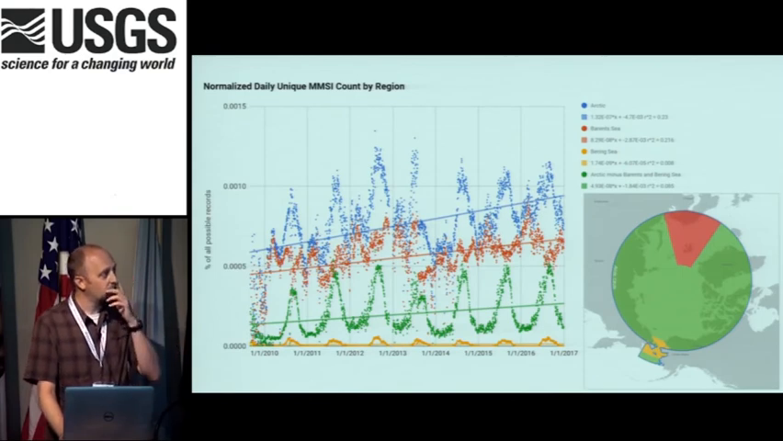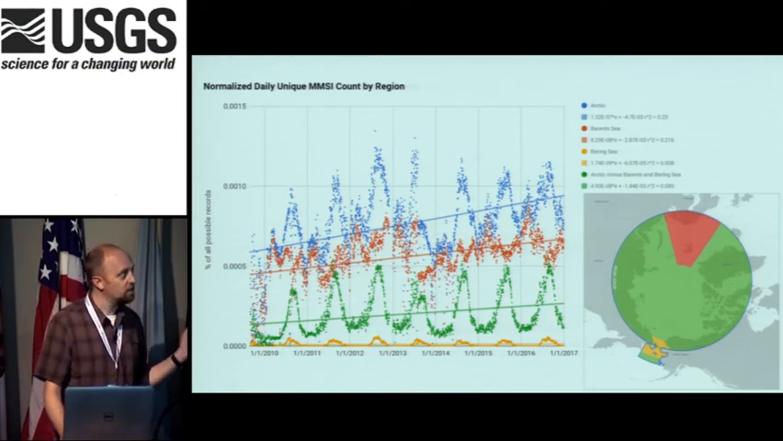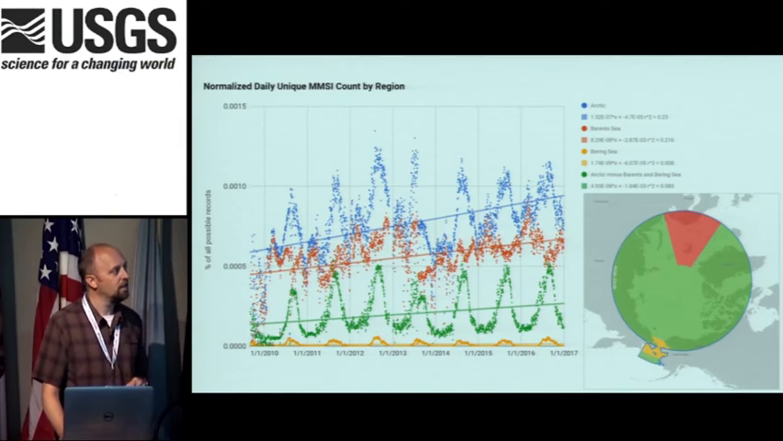Stepping back to those extents, this is taking our entire time series and putting it into a daily format. As you can see, the ships kind of come and go. As the sea ice recedes in the summer, they head into the Arctic and do their fishing, shipping, and all activities, and then they retreat in the winter.